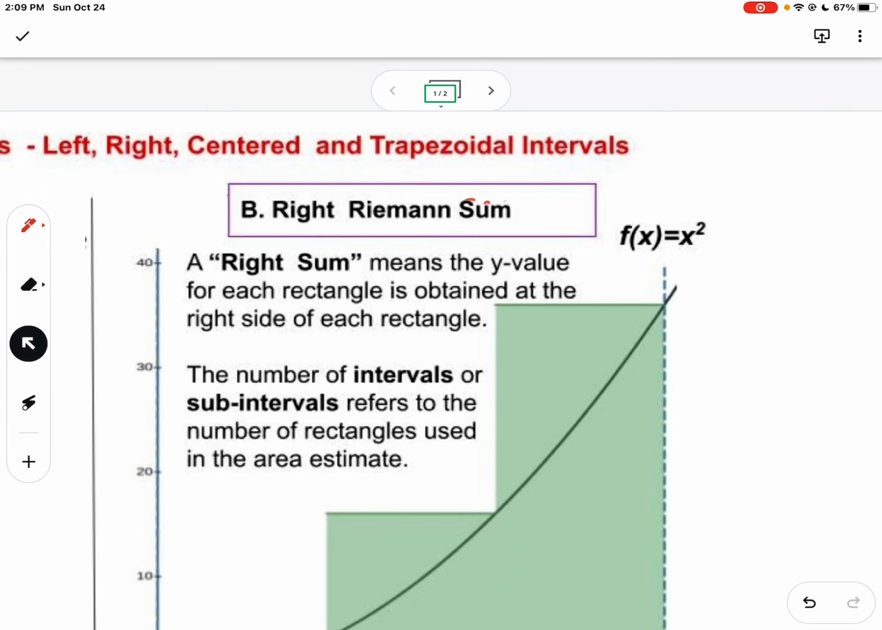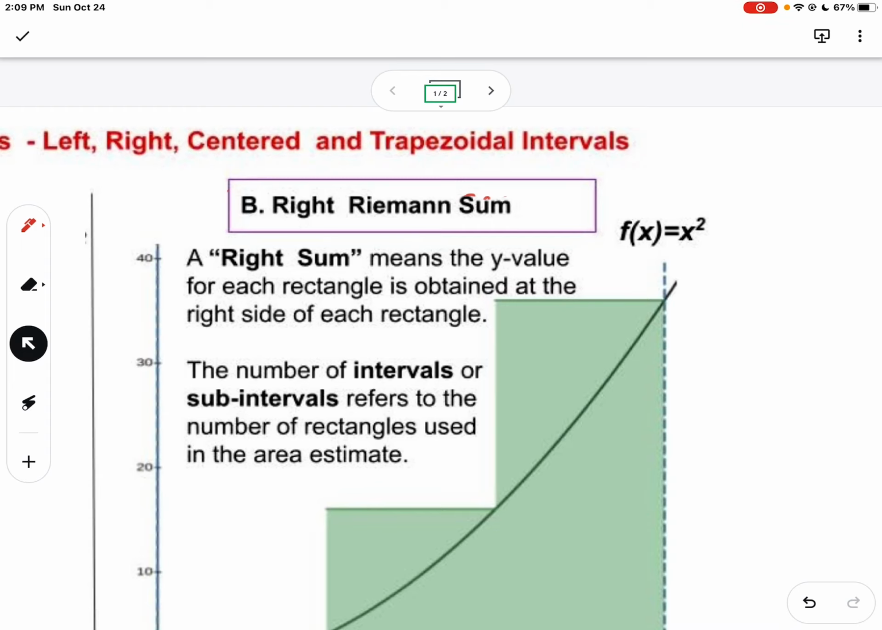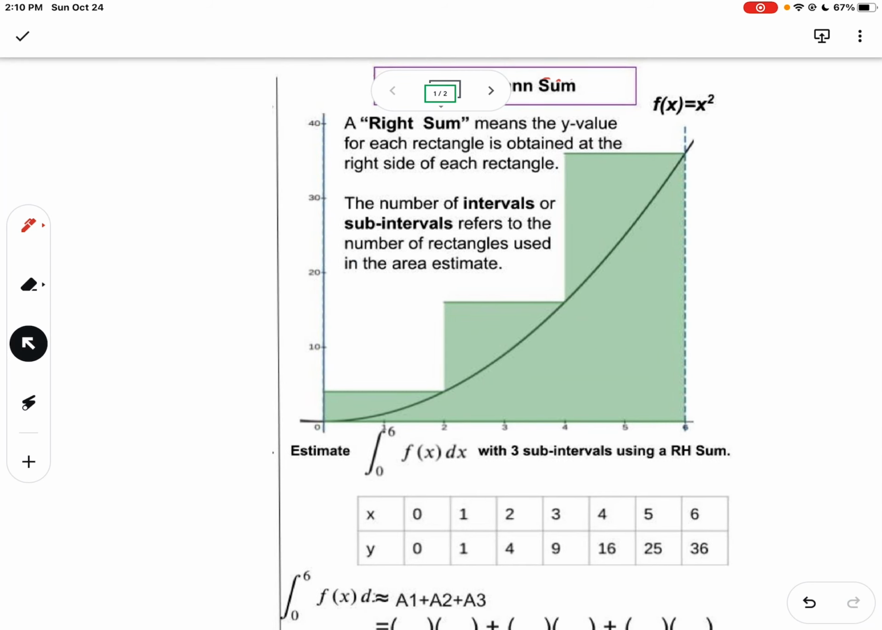Now, in this video, we're going to do what's called a right Riemann sum. Riemann is the name of the person that developed this procedure, this algorithm, and a right sum just means that we're going to get the y values for each rectangle at the right side of each interval.